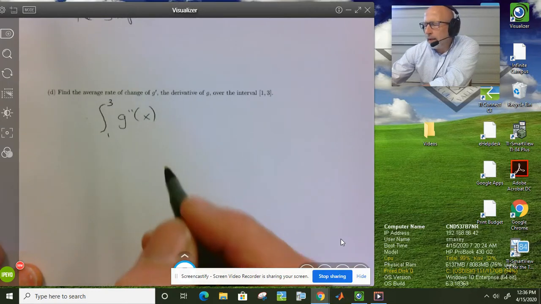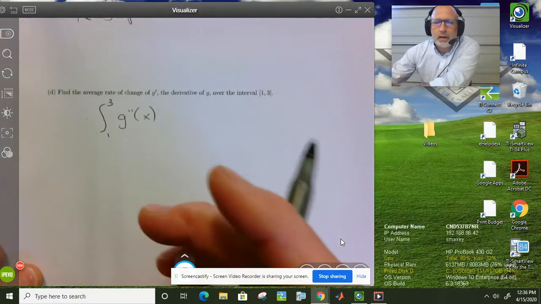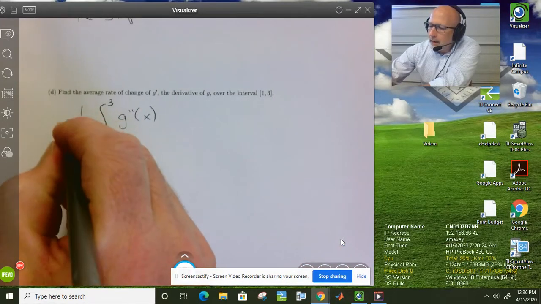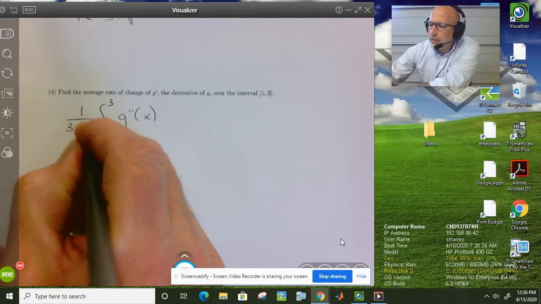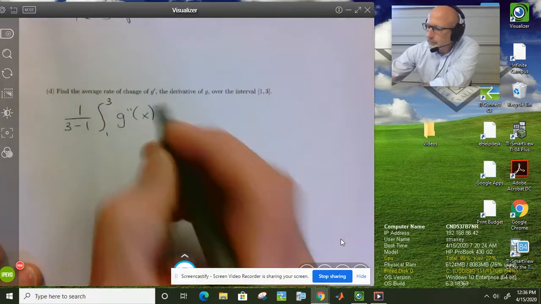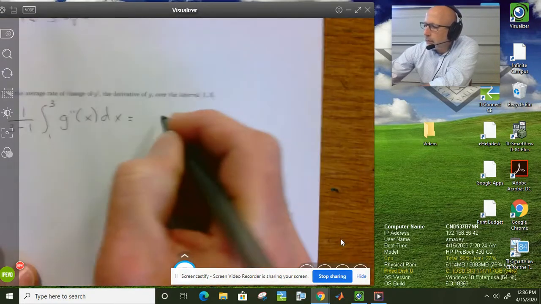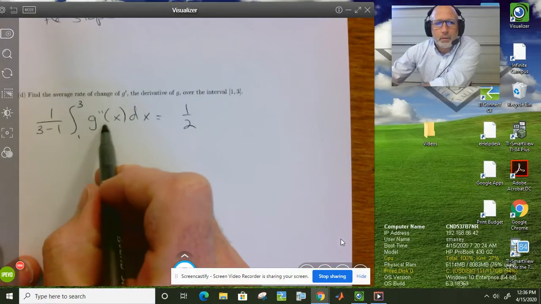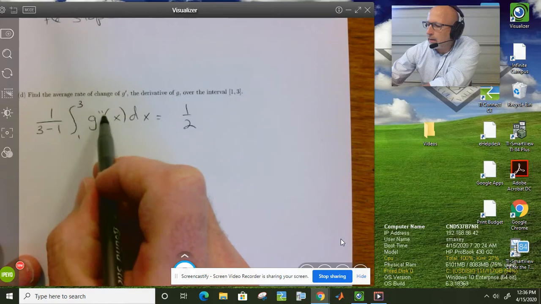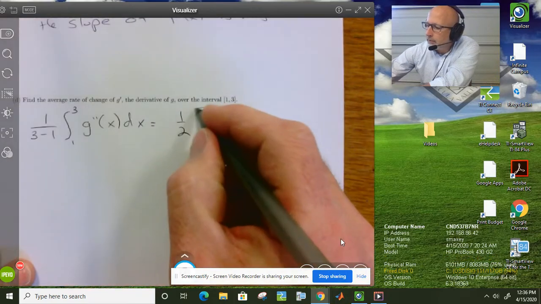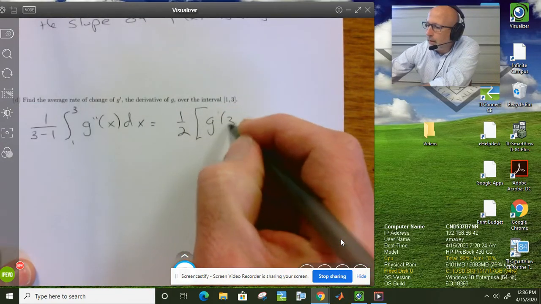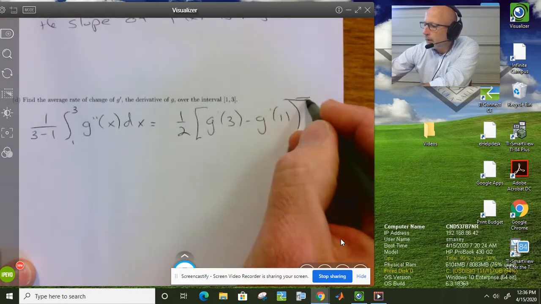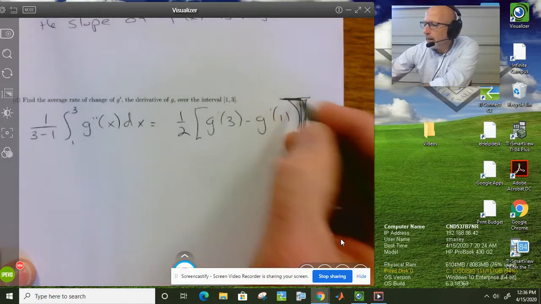Now, you can't divide through by infinity, but instead here what you do is you divide by the interval from 1 to 3. So you divide by the length from 1 to 3, which is 3 minus 1, which gives you 2. Okay, so this is equal to 1/2 by the first fundamental theorem of calculus, the integral of g double prime of x. This is just going to be g prime of 3 minus g prime of 1. Okay, and then I need to go back and figure out what these are.